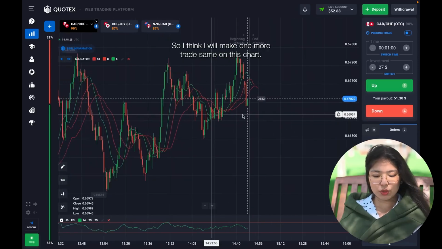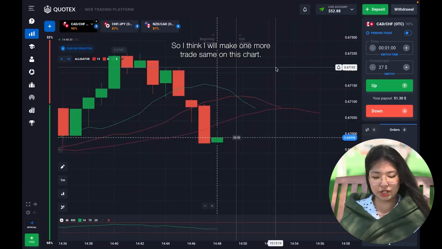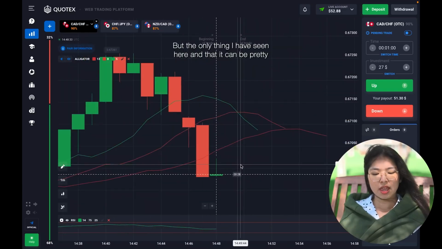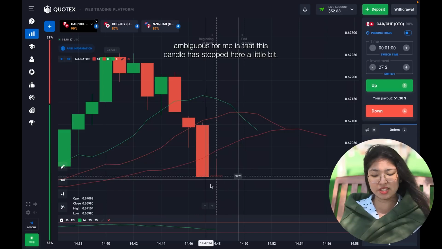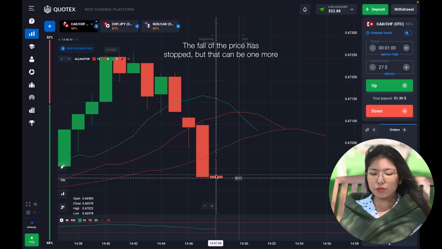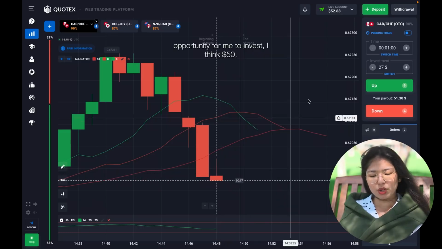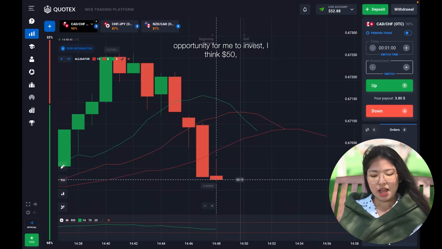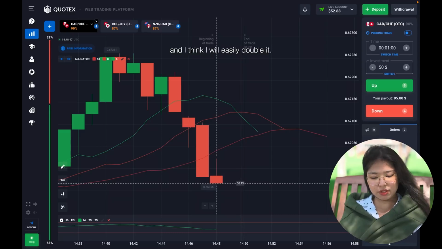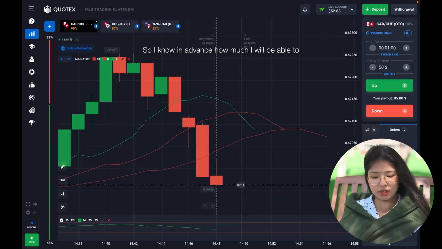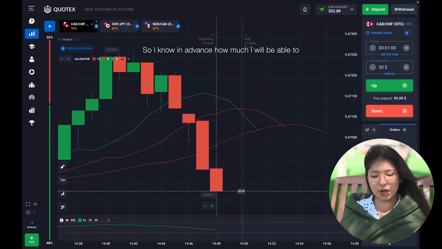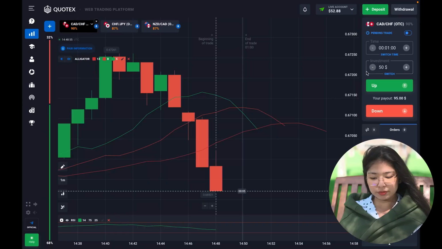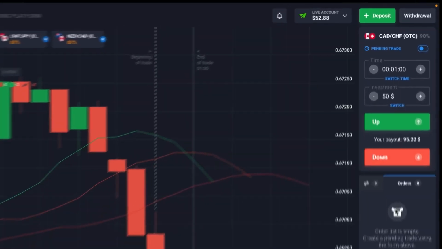So I think I will make one more trade, the same on this chart, but the only thing I have seen here that can be pretty ambiguous for me is that the candle has stopped here a little bit. The fall of the price has stopped, but that can be one more opportunity for me to invest. I think $50 will easily double it. I know in advance how much I will be able to earn in this trade, so be ready for a put option right now.